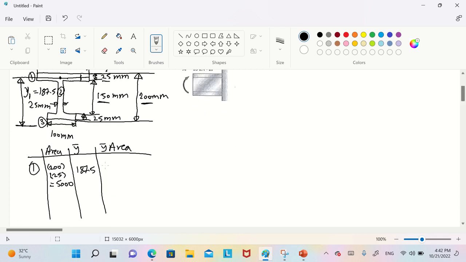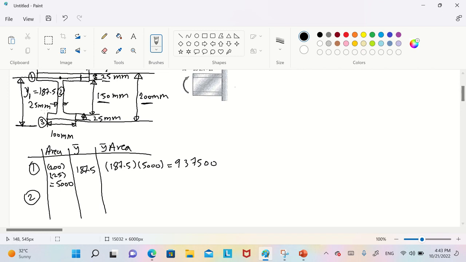Okay, now here is 187.5 multiplied by 5000. You will get 937500.